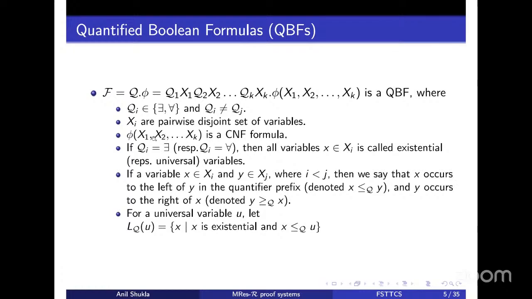They are alternating. If a variable x belongs to Xi and Qi is an existential quantifier, I will say that x is an existential variable. Similarly, if x belongs to Xi and Qi is for all, I will say that x is a universal variable. Left and right are also well defined. If x is in Xi, y is in Xj, and i is less than j, then x is to the left of y in the quantifier prefix. Similarly, y is on the right of x. And one set is very important: suppose u is a universal variable. All existential variables to the left of u in that quantifier prefix are denoted by the set L(u).